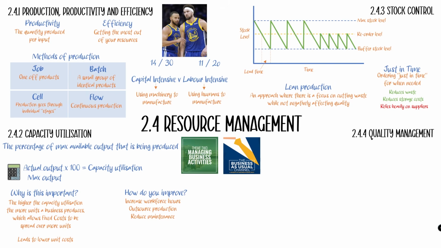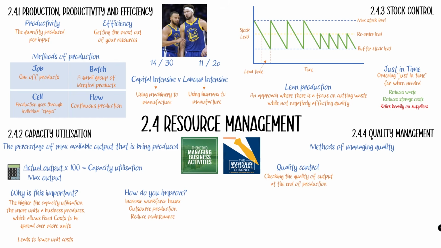The final topic in 2.4 is quality management. There are a number of different ways we can measure quality, and one thing that's worth making really clear is that quality is going to be different from product to product. What is quality for a jacket is different to what is quality for a car. So there are a few methods of managing quality. We're going to look at 4 in particular. We're going to look at the differences between these and the benefits of using them.